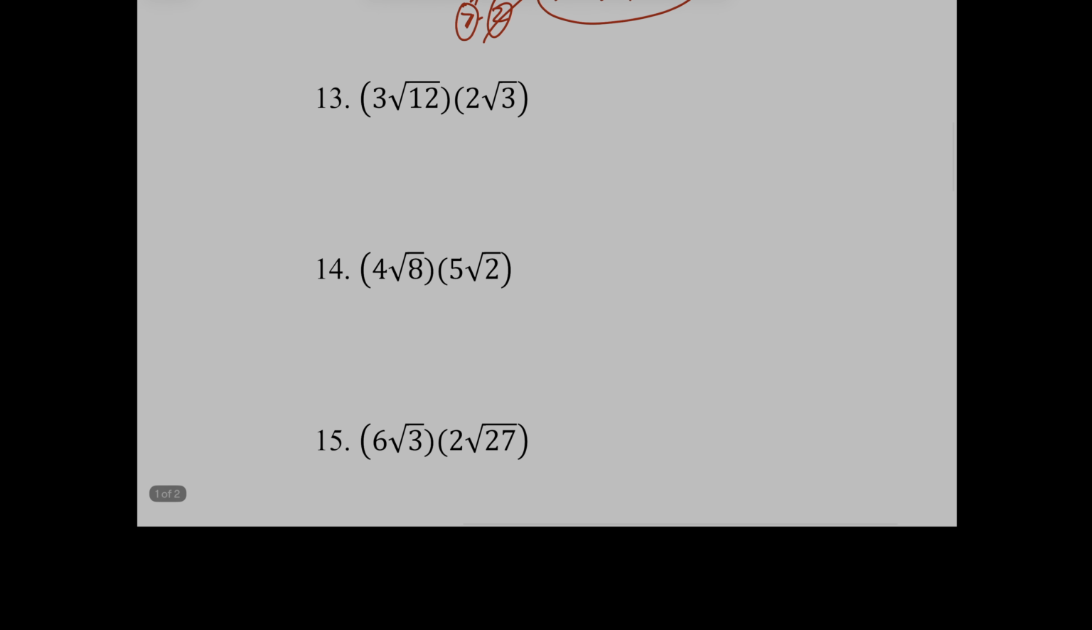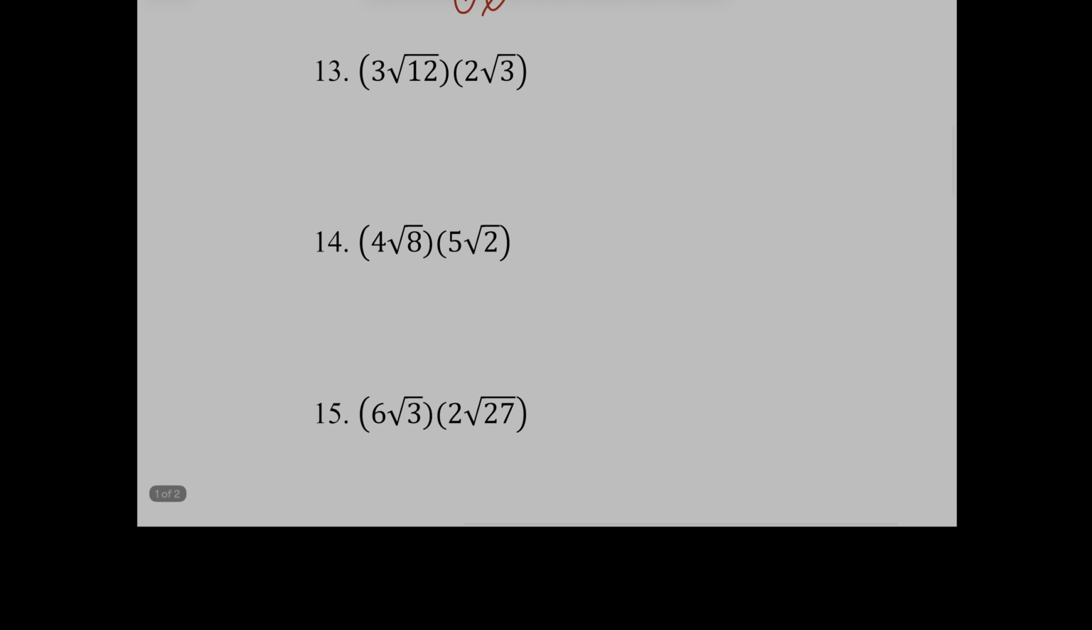Okay, let's do 13. I'm going to multiply my outies, and my innies is going to be 12 times 3. Oops. And this is going to be 4 times 3. And I know that my 4 is going to be a 2 times 2. So now I can pull out a 2. I can pull out a 3. See, if you notice, 3 times 12 is 36. I probably should have just done it there, and I would have seen it quicker.